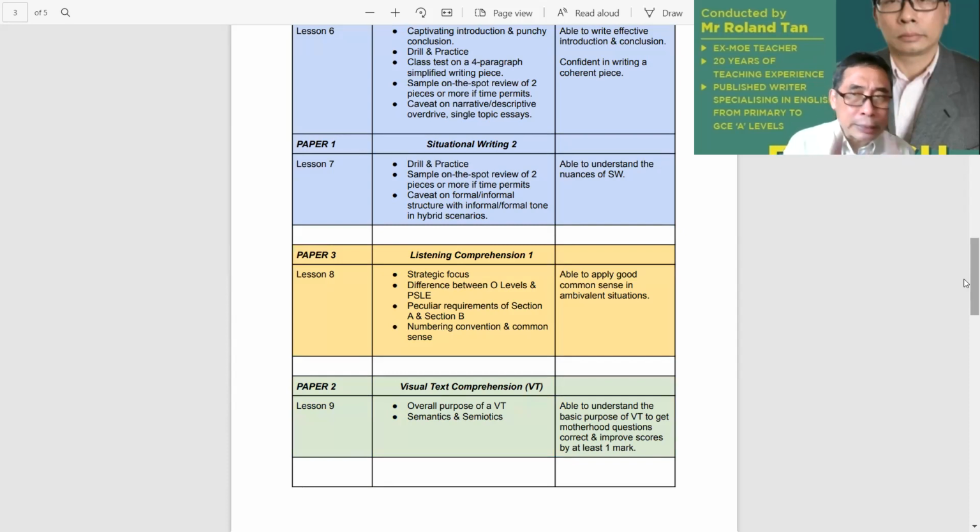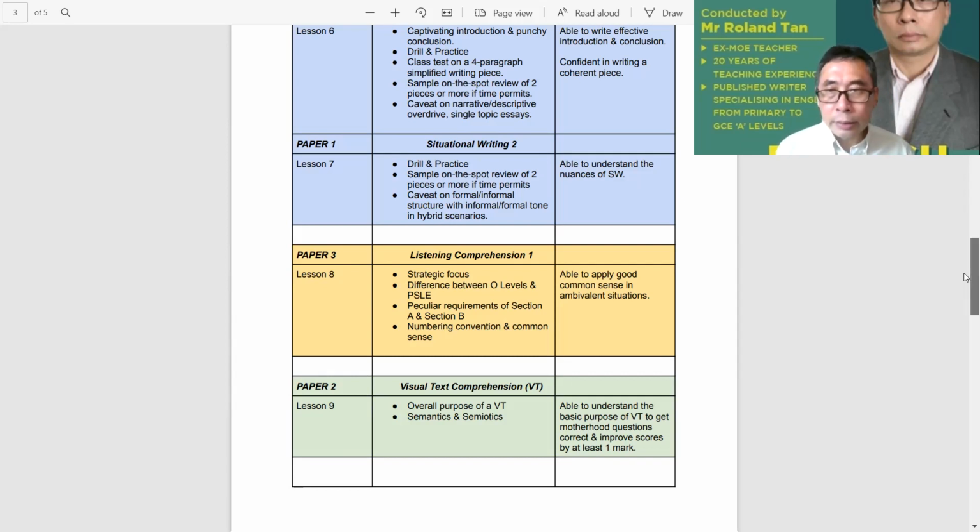What this means is that sometimes a formal format does not necessarily mean that you need to have a very formal tone. Conversely, an informal letter or writing format does not necessarily mean that you can be casual. You have to use the right judgment to determine what is the register that you should appropriately adopt in your writing. This will help students to better understand the nuances of situational writing.